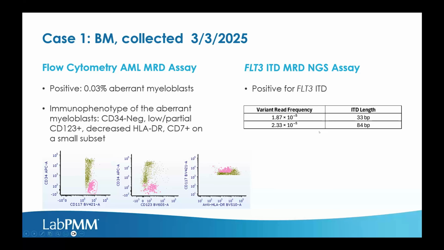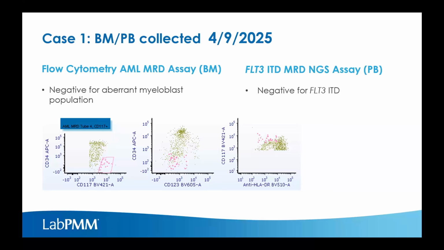And at this point, the FLT3-ITD MRD NGS assay was performed, and you can see the same ITD was identified at similar level, 10 to the minus 5. And you can see the 10 to the minus 6 one dropped at this time, and it was no longer detectable. In early April 2025, we received bone marrow and blood at the same time. The flow was done on the bone marrow aspirate. At this time, we don't see a tight cluster in this position anymore.